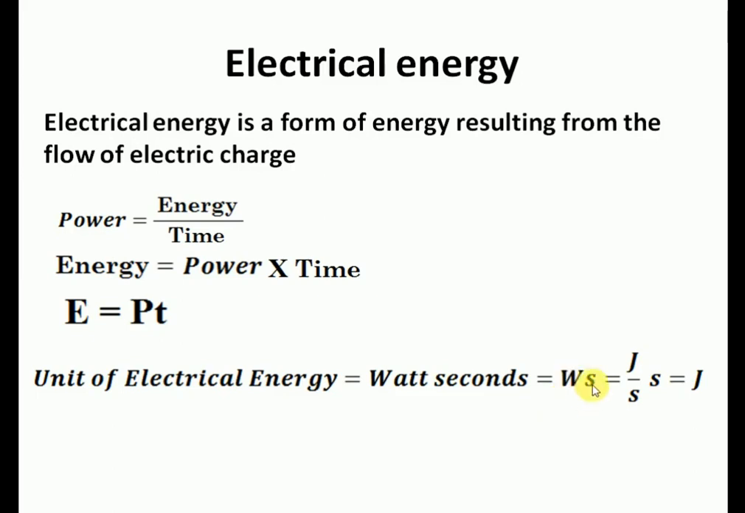electrical energy, but this watt second can be simplified into joules. Watt can be written as joule per second, and this is another second. The seconds get cancelled and you are left with joules.